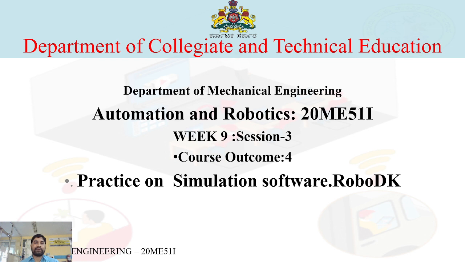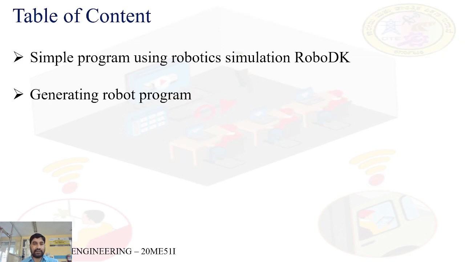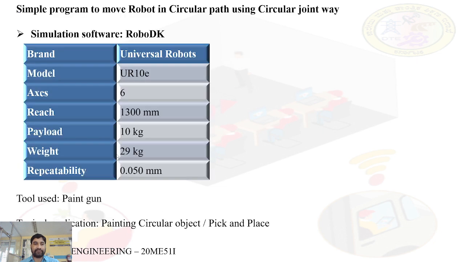So in today's session we are discussing another simple program using RoboDK software. The program I have chosen is creating a circular path using the circular joint way. The robot used for this purpose is the Universal Robot, model UR10e. It has 6 axes. The reach is 1300 millimeter. The payload is 10 kg, weight 29 kg, and repeatability is 0.050.